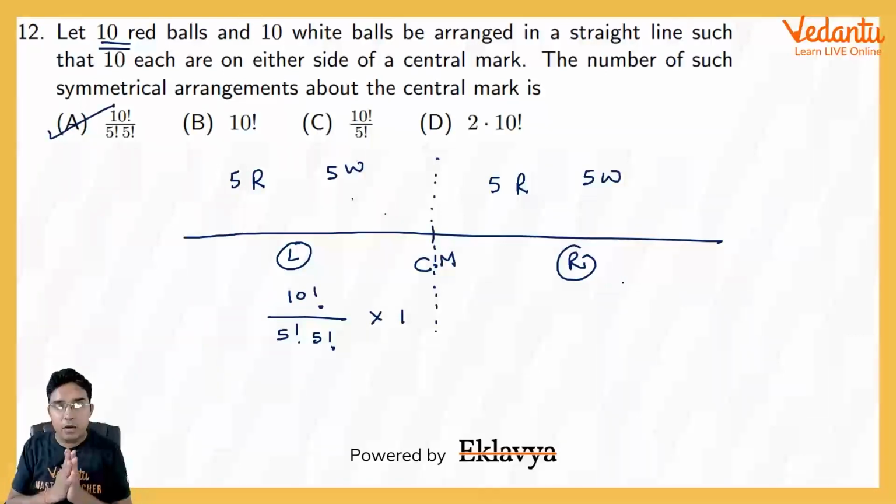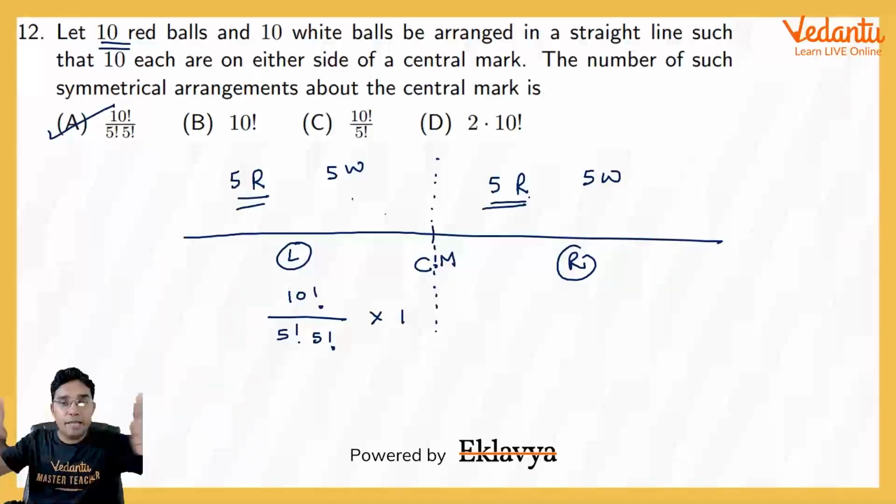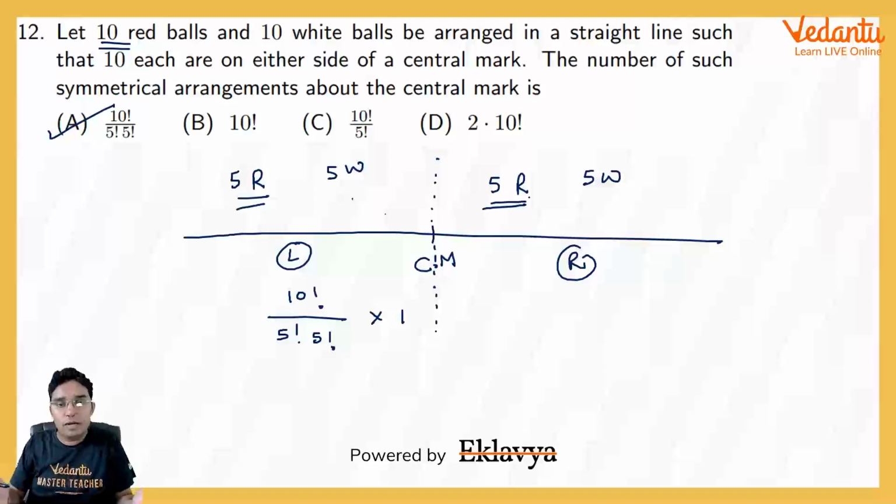Now, dear all, if balls are not identical, at least 5 red balls should be similar to 5 red balls, then only you can make them symmetrical arrangement. You can make a symmetrical arrangement about central mark. If all are different, then I don't think this symmetrical arrangement will be possible.